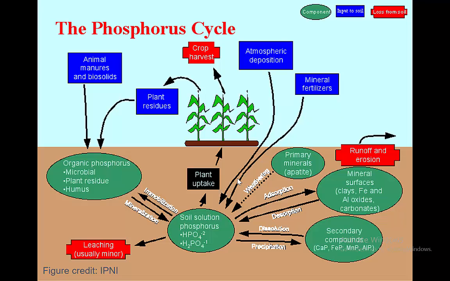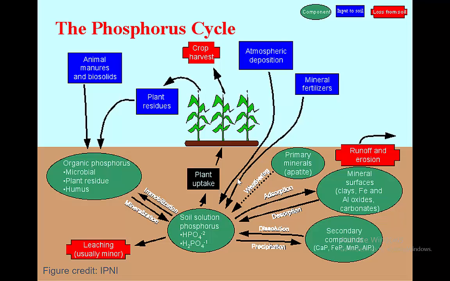So let's talk about this slide a little bit, right? Everything we need to know about phosphorus. The blue squares are inputs to the soil, and the green circles are the different forms that phosphorus can be in the soil. And then looking at red, we'll call those rectangles, those are the different loss pathways. We're going to go through this, probably ad nauseam for some of you, but I want to do my diligence.